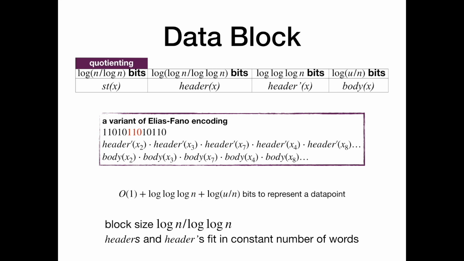So, to retrieve the k-th data point in lexicographic order, we retrieve its header from the first part, then retrieve the k-th header prime and the k-th body from the second and third parts, respectively. The code uses O(1) plus log log log n plus log(u/n) bits to represent a data point. Recall that the data block contains log n over log log n data points. Thus, the headers and the header primes fit in constant number of words.